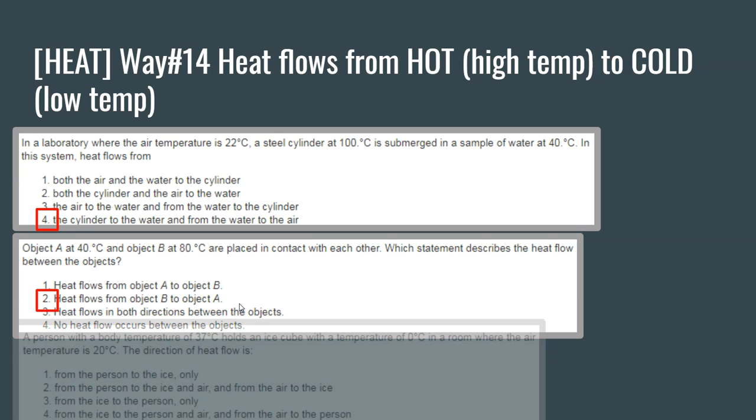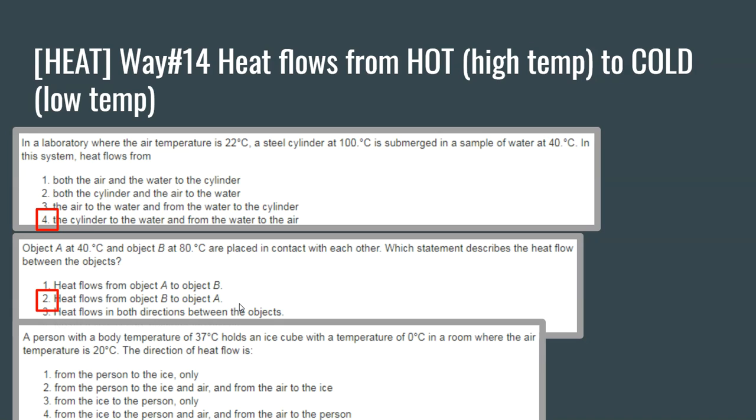Let's try another problem. A person with a body temperature of 37 degrees Celsius holds an ice cube with a temperature of 0 degrees Celsius in a room where the air temperature is 20 degrees Celsius. The direction of heat flow is. So again, for this problem, it sometimes is helpful to draw a picture and write down the temperatures of all the objects in question to determine which ones are making contact with which, and then use the temperature values to determine the direction of heat flow.